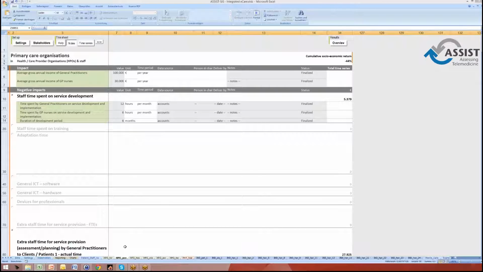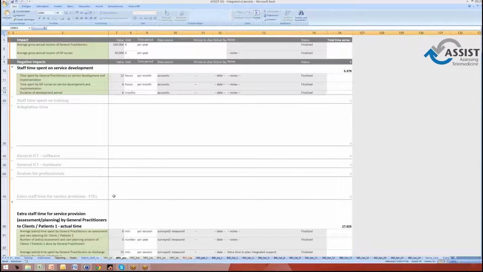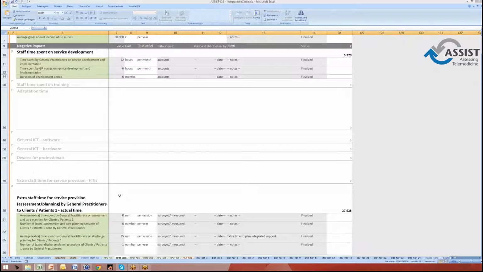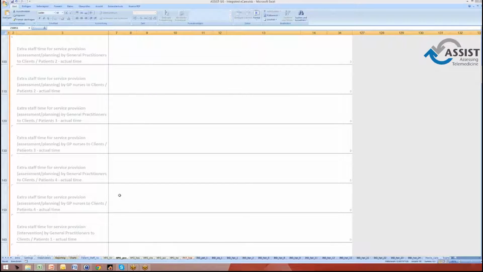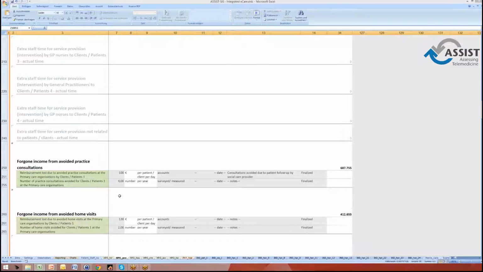But here, you probably remember part of this early support discharge program. The immediate patient follow-up is now being done by the social care provider and no longer by the GP. So the patient is coming into the practice less, and the GP is getting reimbursed less. And you can see this here if I'm back on the HPO-PCO sheet and scrolling down to line 250 and 260. Foregone income, so a loss due to avoided practice consultations and due to avoided home visits.